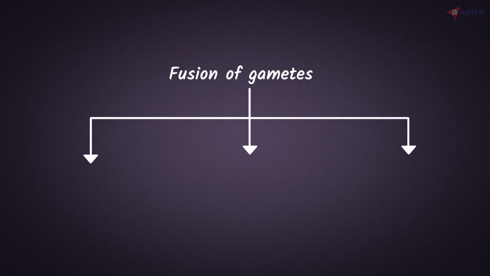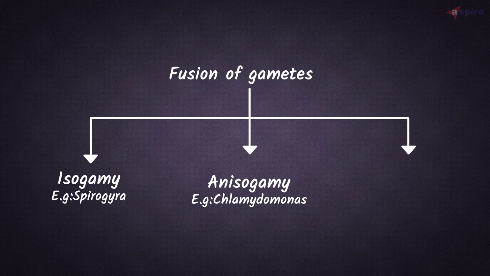Algae are simple plants with a green thallus which is not differentiated into a plant body. Due to the presence of chlorophyll, they are autotrophic in nature. Fusion is of different types. Isogamy is fusion of similar sized gametes like in Spirogyra. Anisogamy is fusion of dissimilar gametes like in Chlamydomonas. Oogamy is a fusion of a large static female gamete with a smaller motile male gamete like in Volvox.